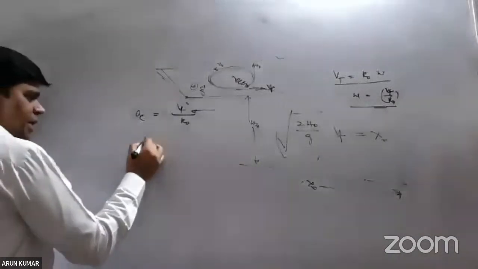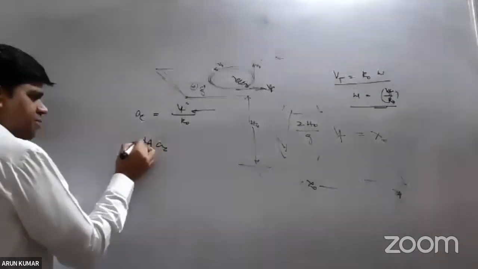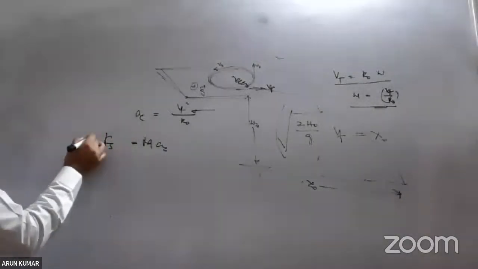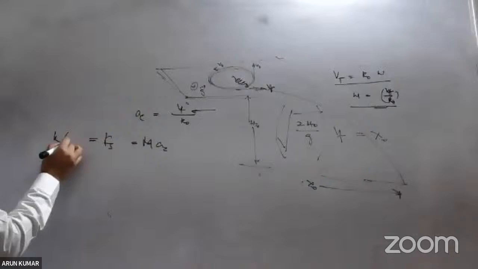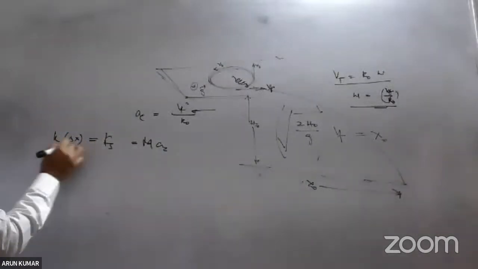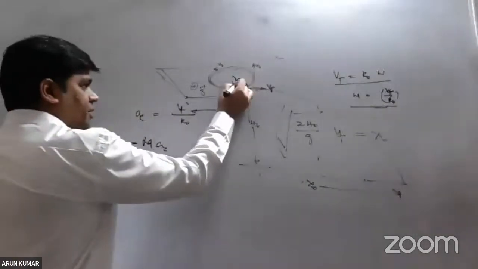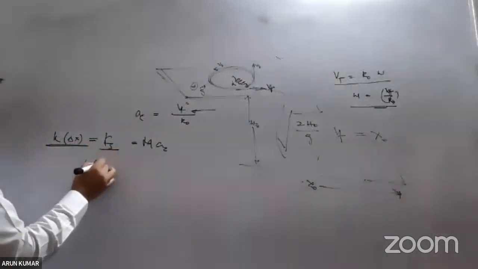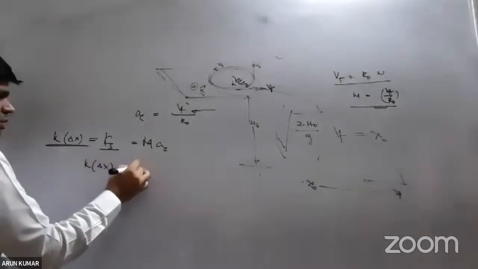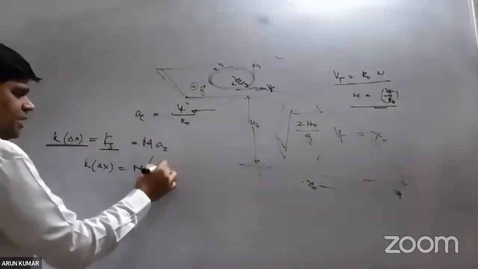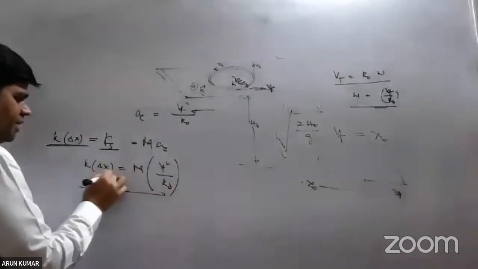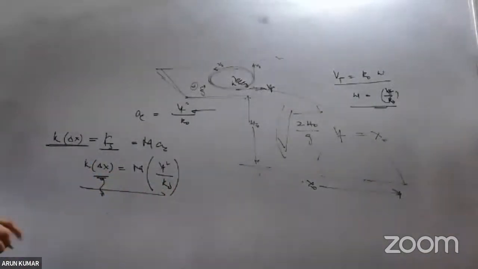Once I get AC, mass times acceleration is my spring force, Fs. And that Fs is equal to K delta X. Let's say K, the spring constant, is given. K delta X is equal to mass times AC, which is VT square by R naught. I'll get delta X from here. So another question can be asked like this.